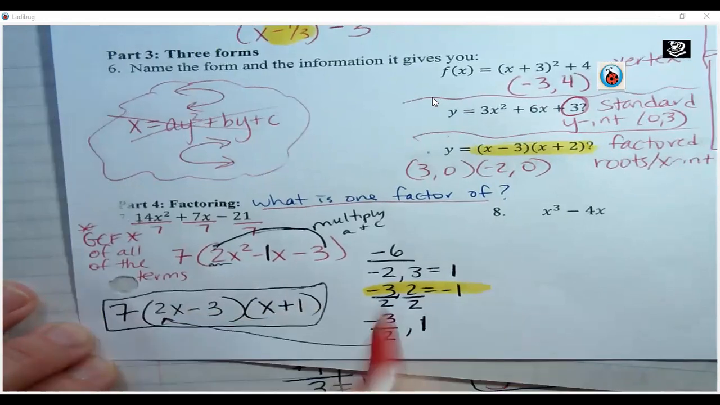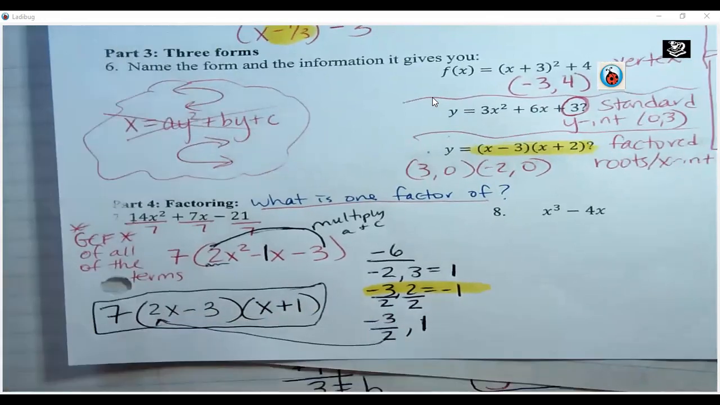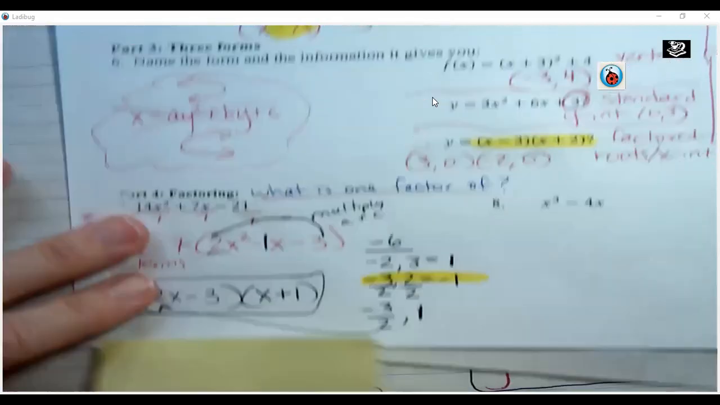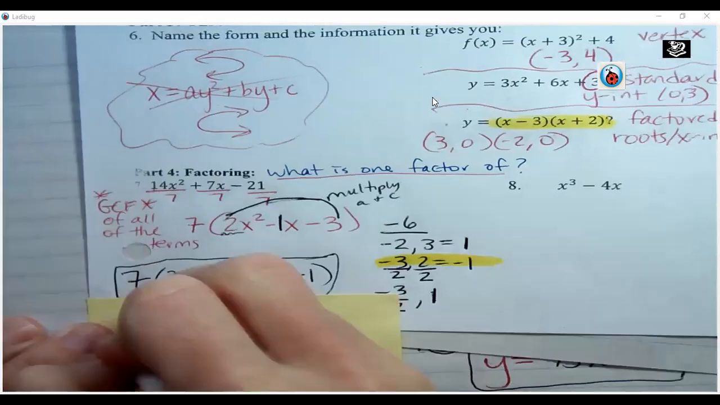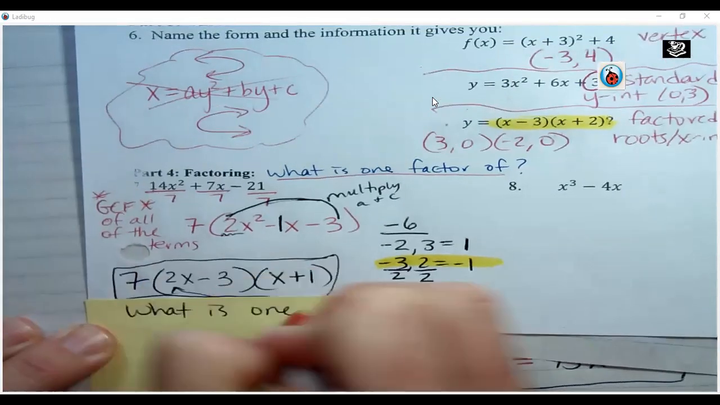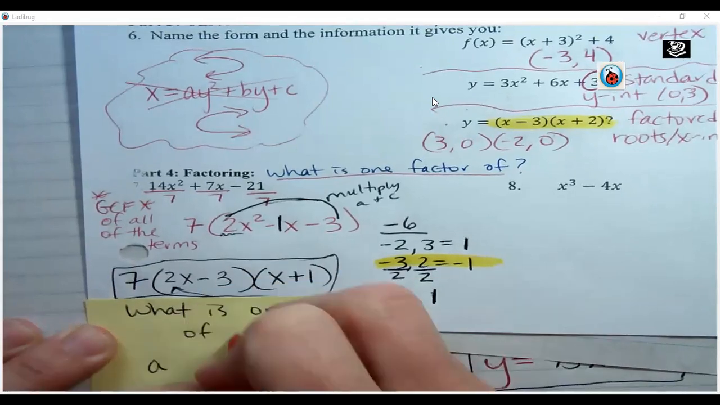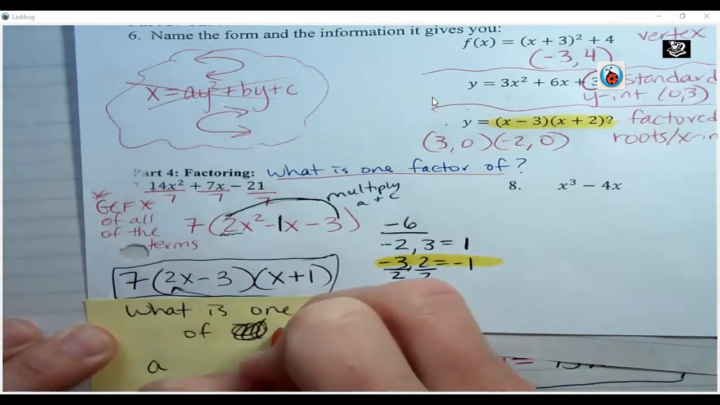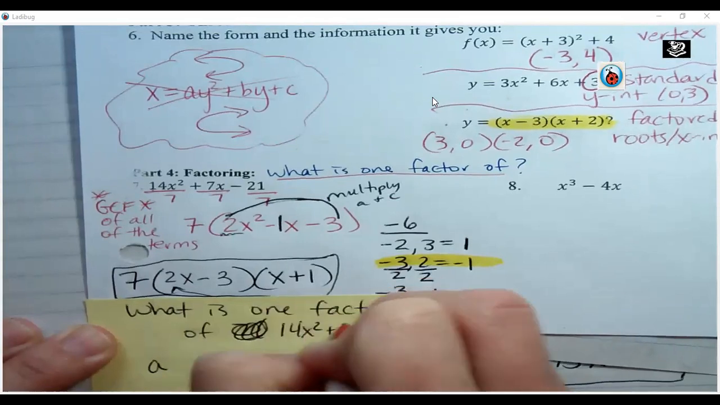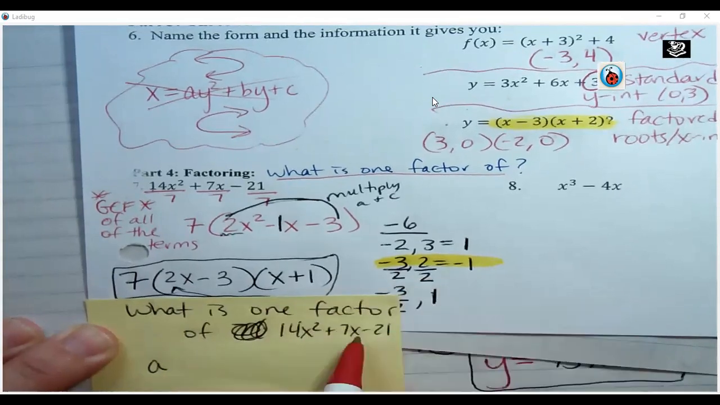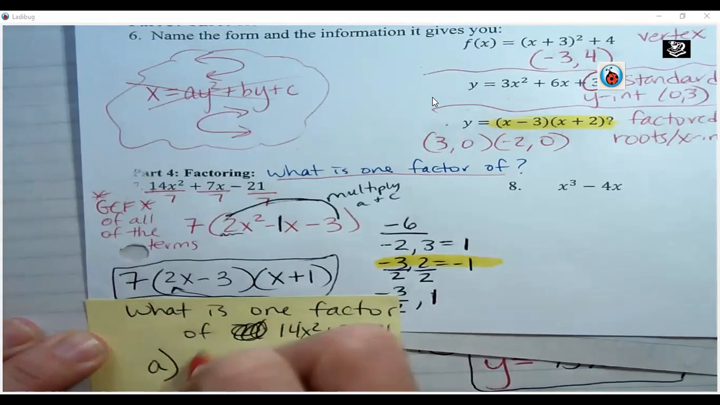Okay. Let me grab a Post-it. And let's talk about what this may look like on a multiple choice test. What is one factor of... Sorry. So here's the problem we just worked, and here are your answer choices.